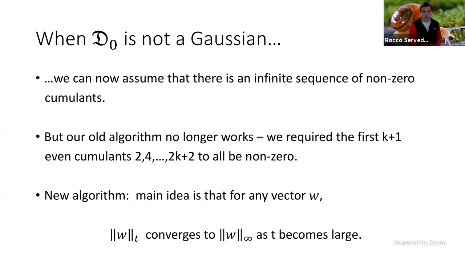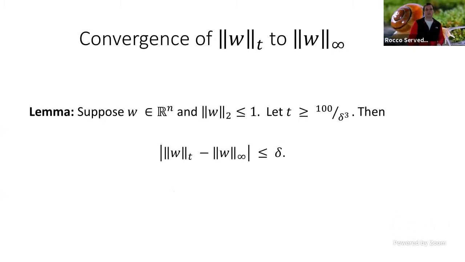So I'll take you through a high-level sketch of some of it, but I won't go into too many details. This is just a basic lemma, which says something we're all comfortable with, I think, just that if I have a vector, let's say the 2 norm is at most 1, I'm willing to look at a large enough norm of the vector, the t norm for t something like 1 over delta cubed, then that'll be delta close to the infinity norm of the vector.